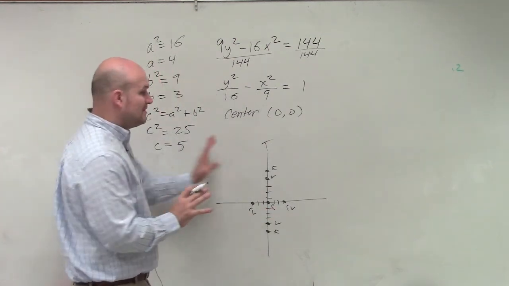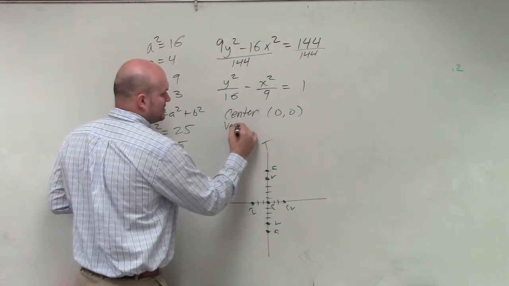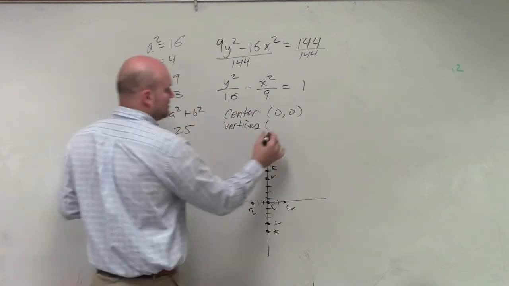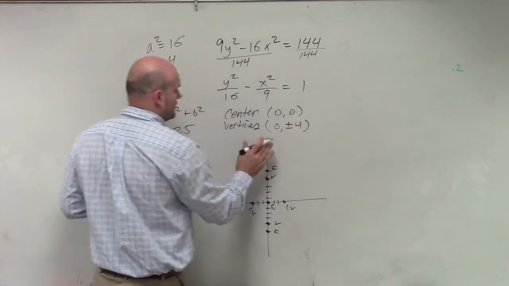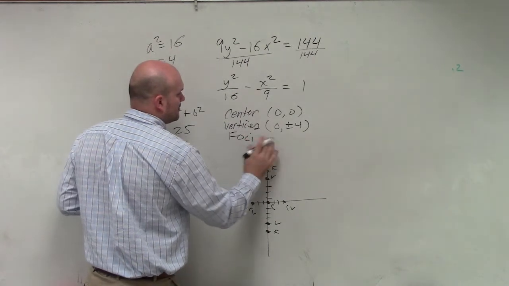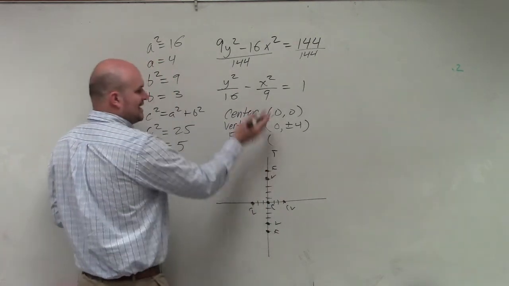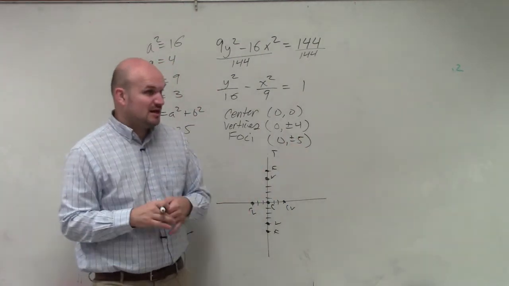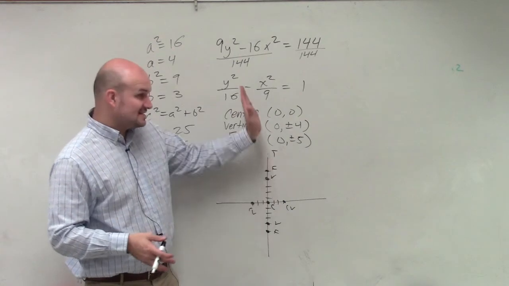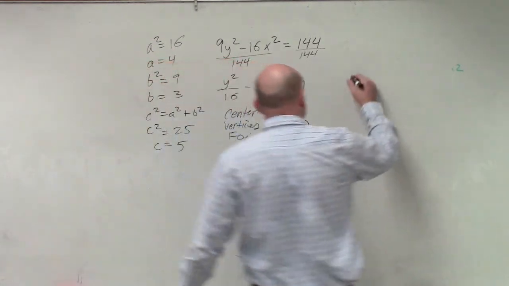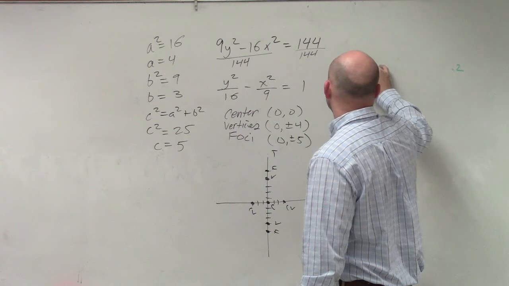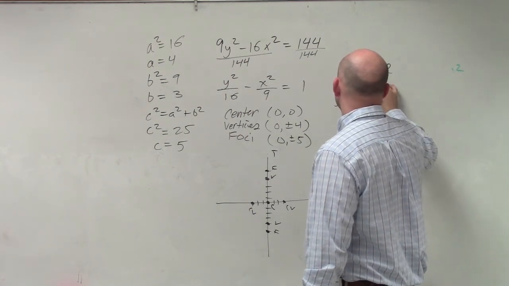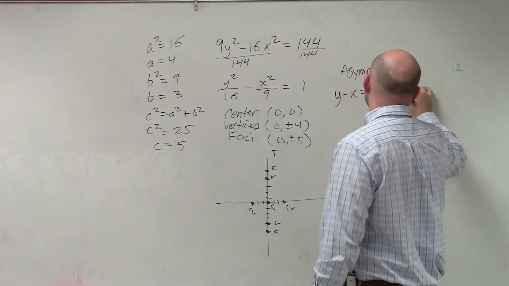OK. But if I just want to label my information, my vertices are going up and down a distance of what, 4? So I do 0, comma, plus or minus 4. My foci are going up and down a distance of 5. And then the only thing I did was talk about the equation of the asymptotes. Since this has a vertical transverse axis, my equation for my asymptote is this: y minus k equals plus or minus a over b times x minus h.